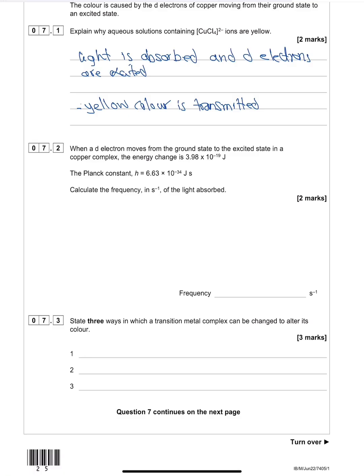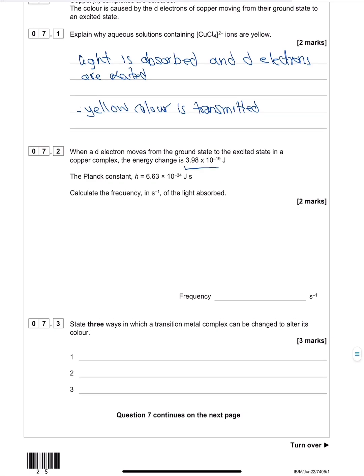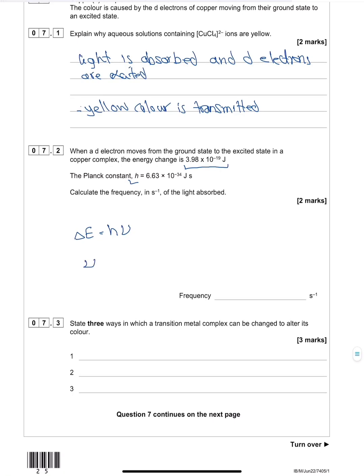So here, when the d electron moves from the ground state to the excited state in the copper complex, the energy change is this. So this is the delta E, and they give you the Planck constant. I want you to calculate the frequency in second minus 1. So we know that delta E equals h times mu, which is the frequency. That means mu here will equal delta E over h.